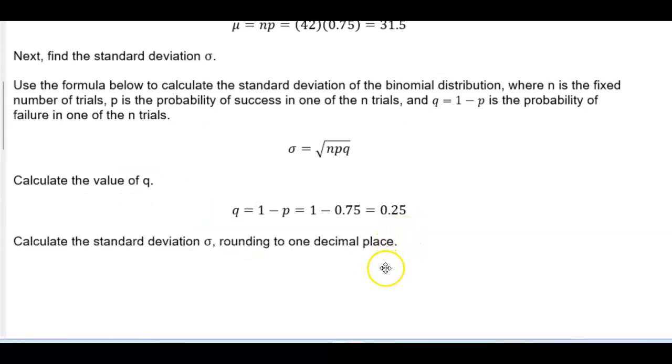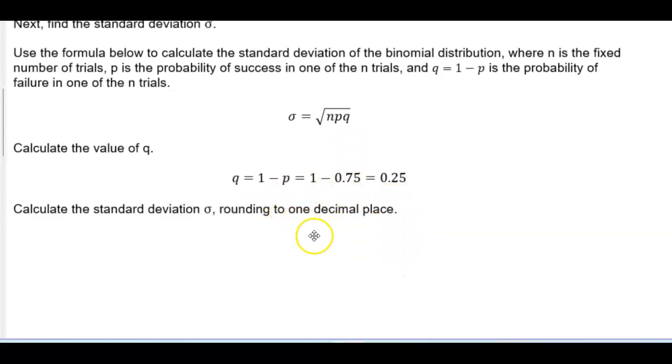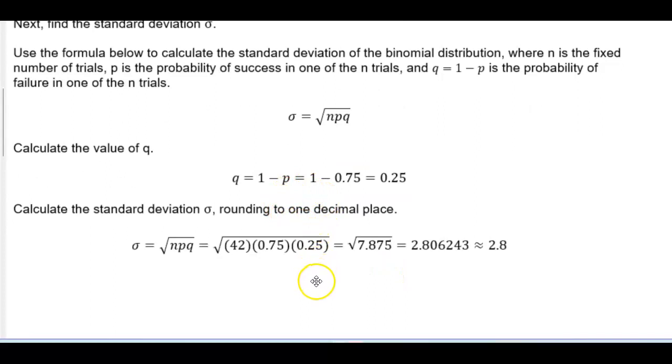And now that we have all the values to plug into the formula, we know that n is 42, we know that p is 0.75, and we know that q is 0.25. We're going to multiply those together and then take the square root of that. When we multiply them together, we get 7.875. We take the square root of that number, we get 2.806243, and then rounding that to one decimal place gives us 2.8.